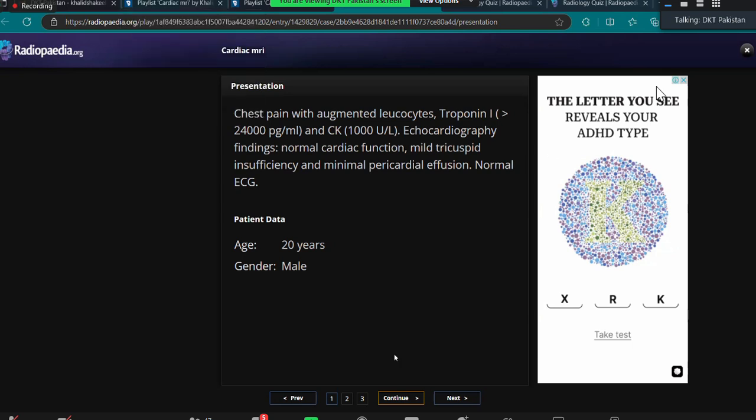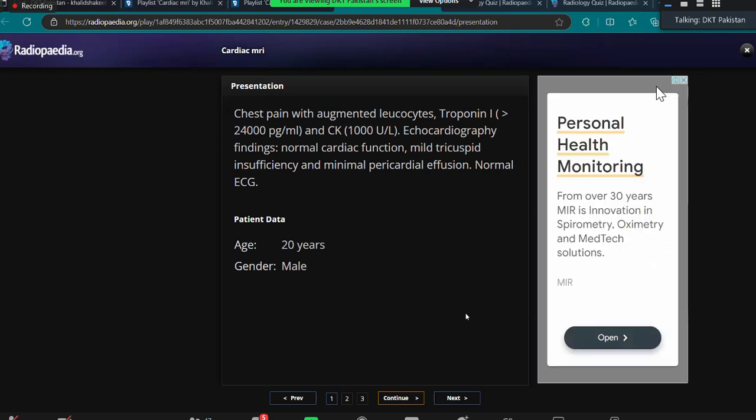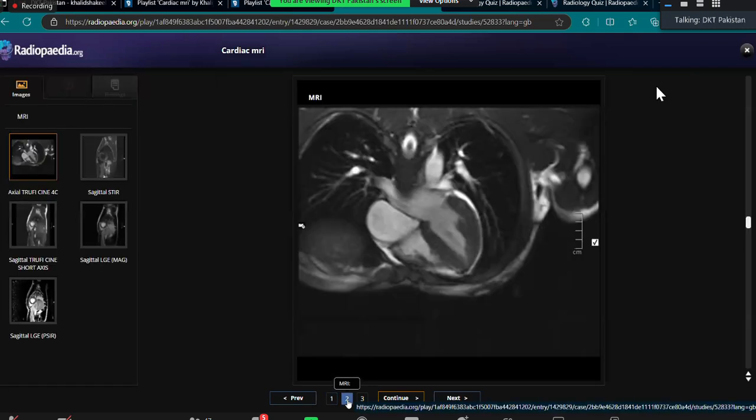Okay, good. This is the history. A patient with chest pain with increased leukocytes, troponin is also raised, CK is raised, so cardiac enzymes are raised. Mild tricuspid regurgitation and minimal pericardial effusion, and a normal ECG. They have done a cardiac MRI. So you have limited sequences. What sequence do you want to look at first?